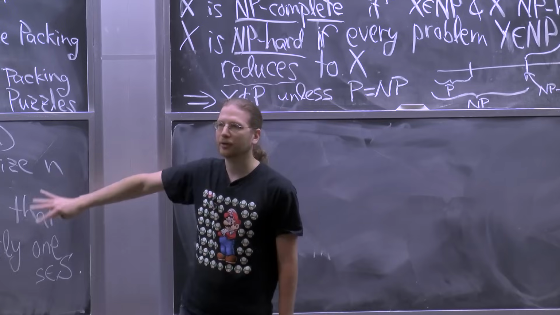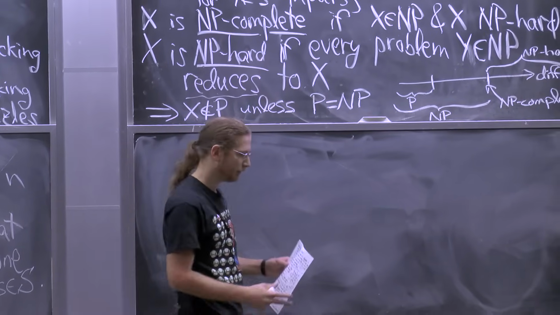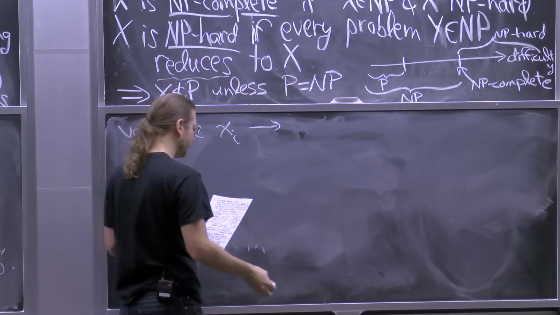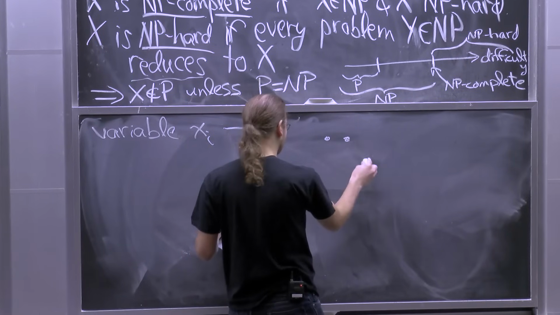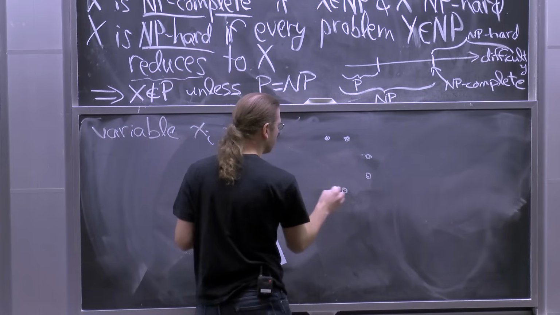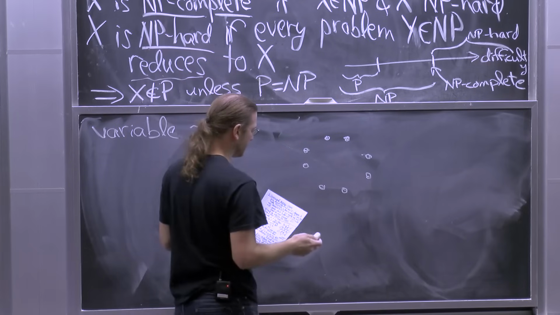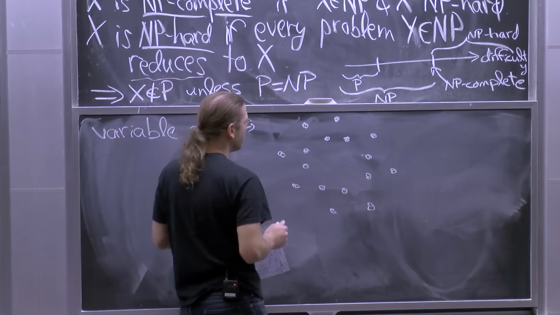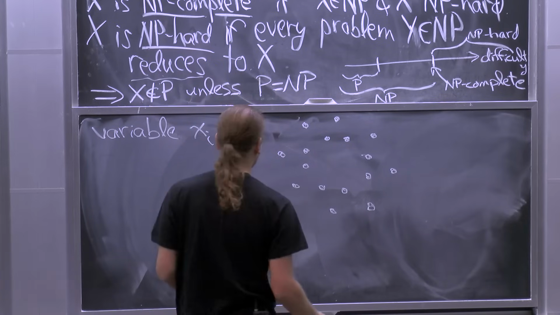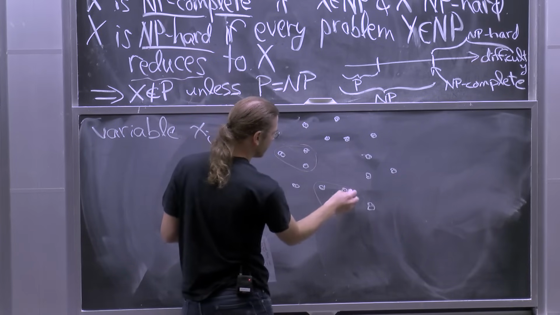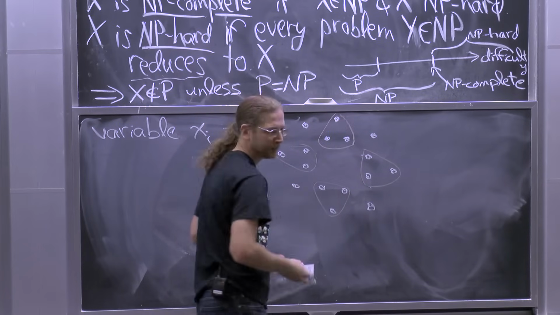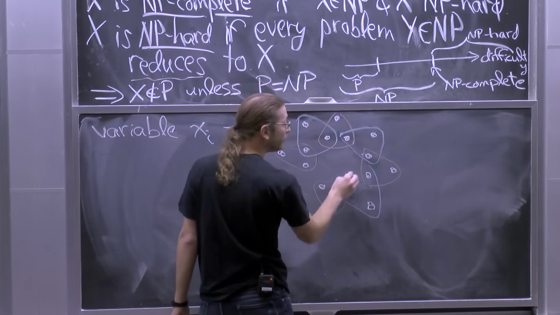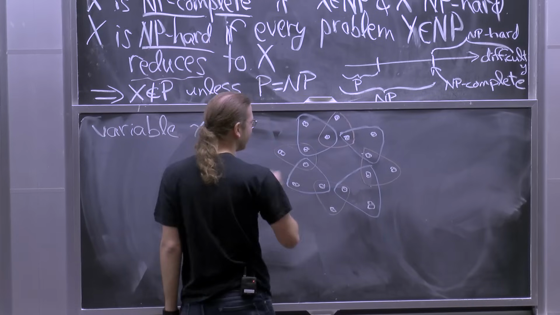For each variable, we're going to build a gadget that looks like this. And for each clause, we're going to build a gadget. So here's what they look like. If we have a variable, say xi, we're going to convert that into this picture. Looks pretty crazy at the moment, but it's not so crazy. This is not supposed to be obvious. You have to think for a while. It's a puzzle to figure out this kind of thing.